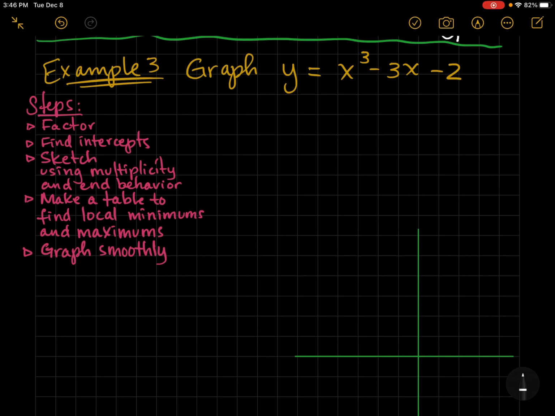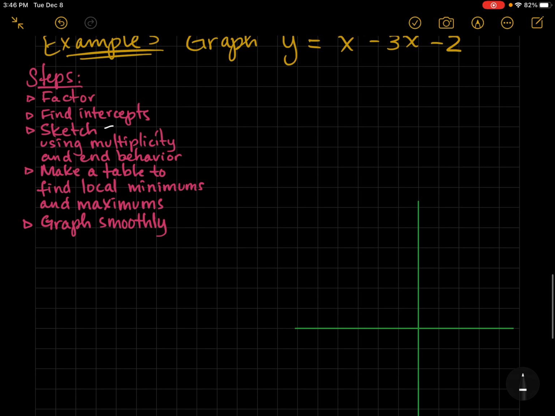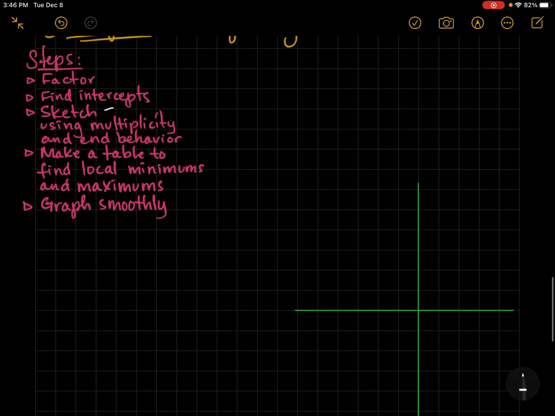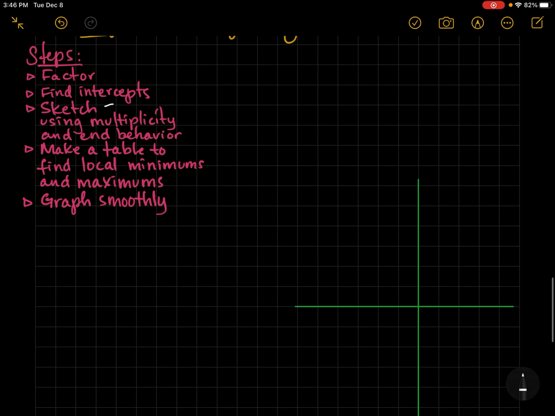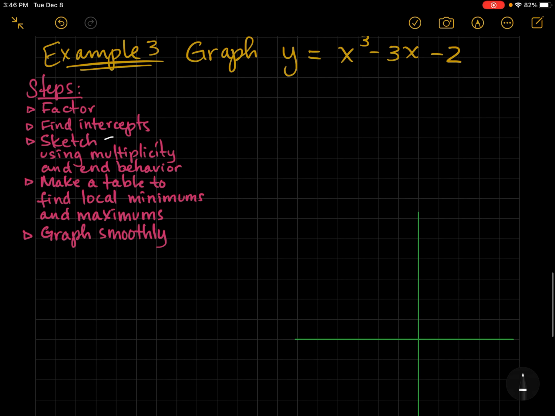Let's go. I just wrote a few reminders over here. Notice this polynomial is not factored. So we have to go back to the last couple of lessons when we learned how to factor this and get that factored. That'll give us the intercepts. Then we'll sketch it using the multiplicity and end behavior and intercepts. Then we'll make a table and then we'll graph it smoothly. Okay, so let's go ahead and see how this is going to work out for us.